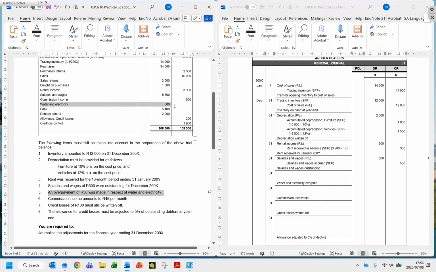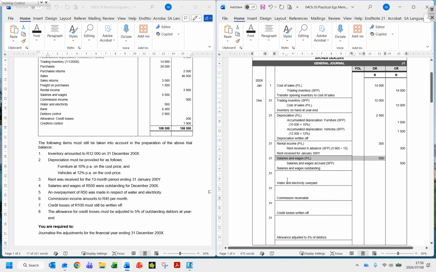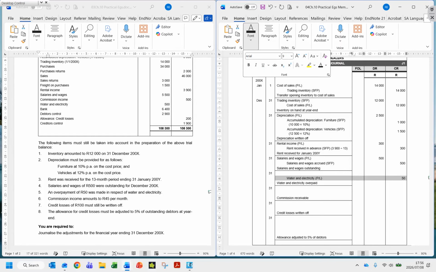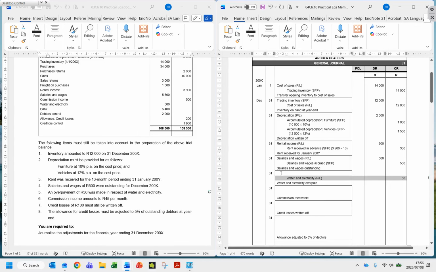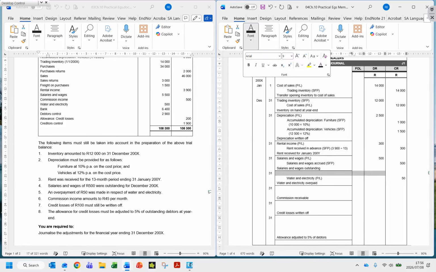In order to decrease this debit amount, we need to credit the water and electricity expense. Remember, it goes into the statement of profit or loss. And then what happened with this water and electricity? Yes, it was overpaid, but what do we call it? It's an expense paid in advance. So we call it water and electricity paid in advance, and that will then be a statement of financial position item, and because we are debiting the account, it will be a current asset.